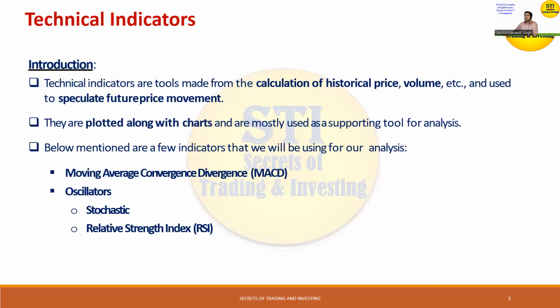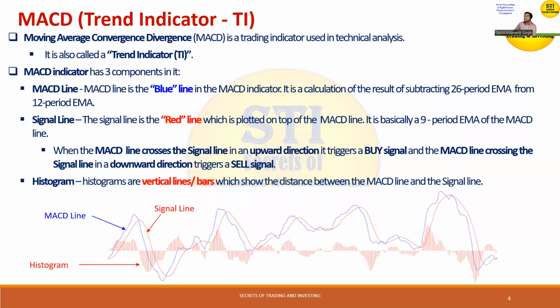Again, just going to the MACD, the part one. Its full name is moving average convergence divergence. And the oscillators again have two branches, which are stochastic and RSI. RSI's full form is relative strength index.